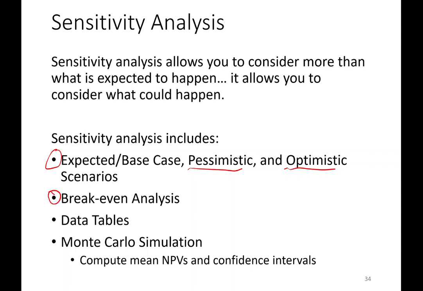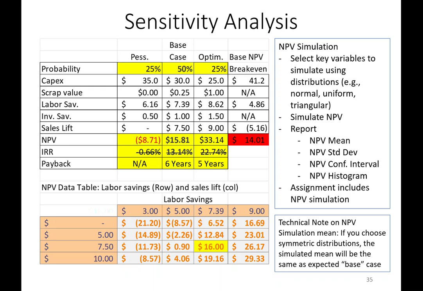We'll also do a break-even analysis. On the condo, what level of appreciation do you need for the NPV to be a certain value? For the Walmart example, how much of a sales lift do you need for this project to have a positive NPV? We also do data tables, and then the last one we do is Monte Carlo simulations, where we compute many iterations of the NPV, IRR, and then compute maybe the mean NPV or the probability that NPV will be positive. So let's look at an example here of the Walmart automation.